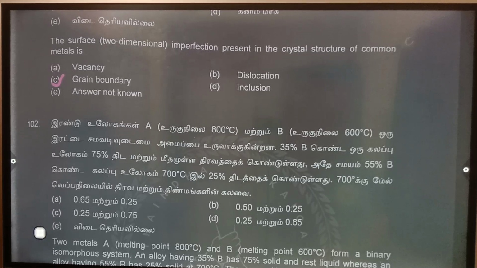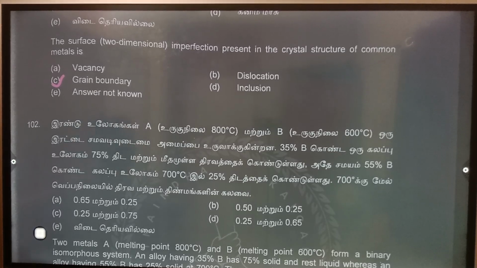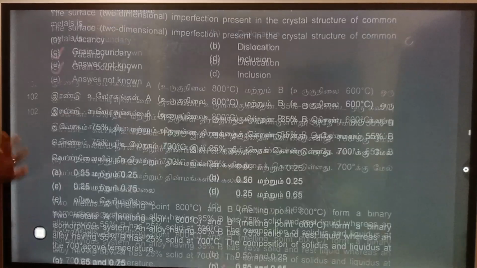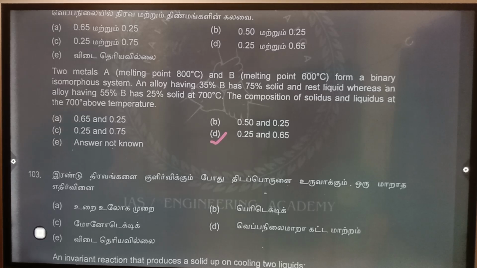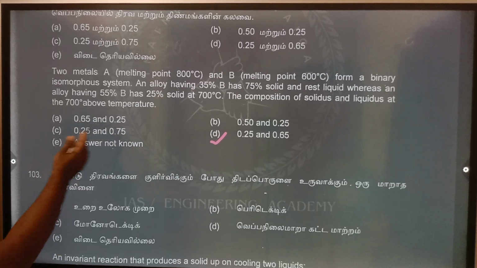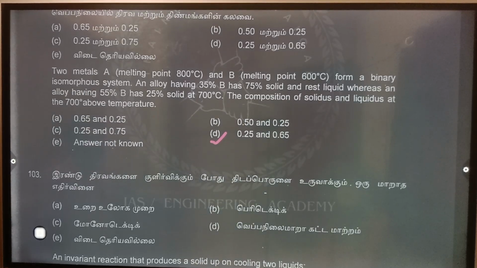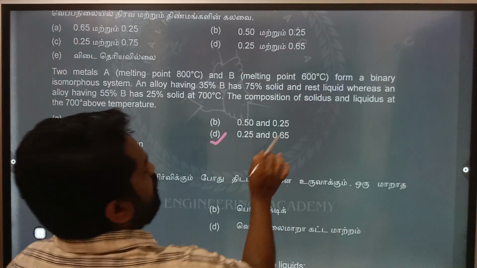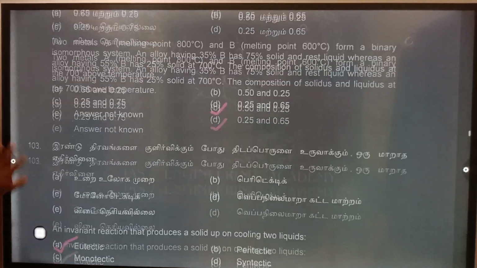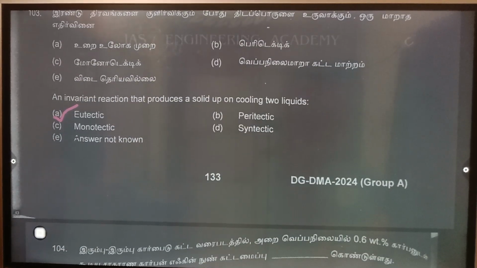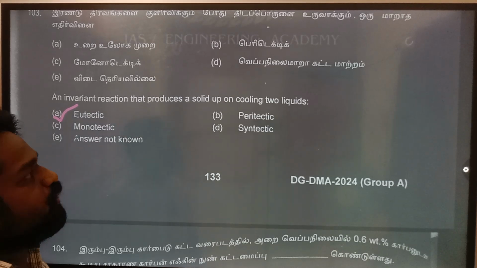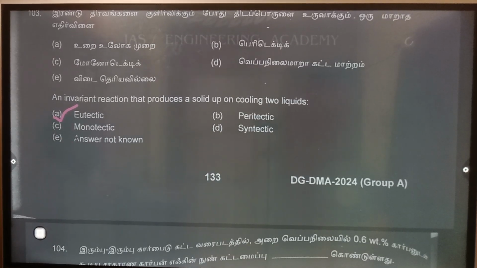101: the surface imperfection present in the crystal structure, a material science question. Answer is grain boundary, C. 102: two metals A and B form a binary isomorphous system. They asked for the composition. Answer is 0.25 and 0.65, solidus and liquidus. 103: an invariant reaction that produces a solid upon cooling two liquids. Answer is eutectic, A is the answer.